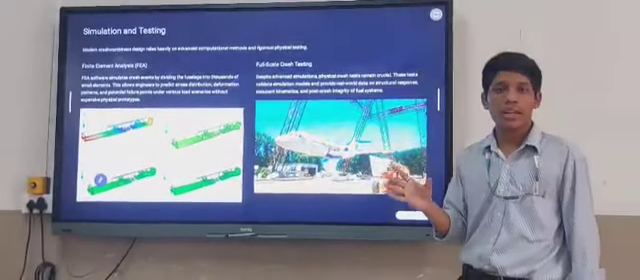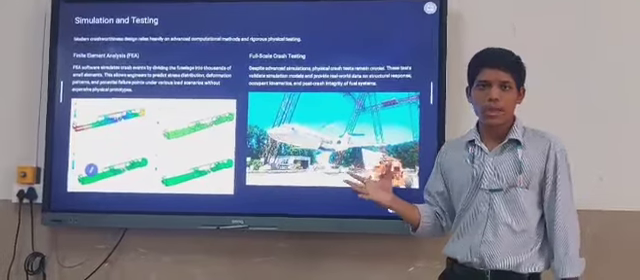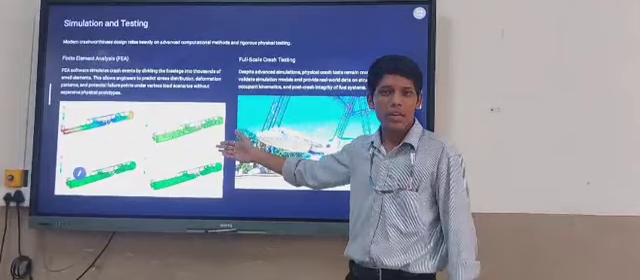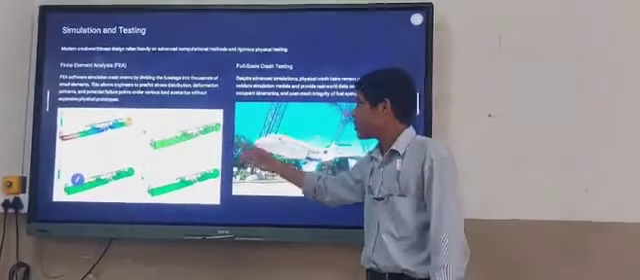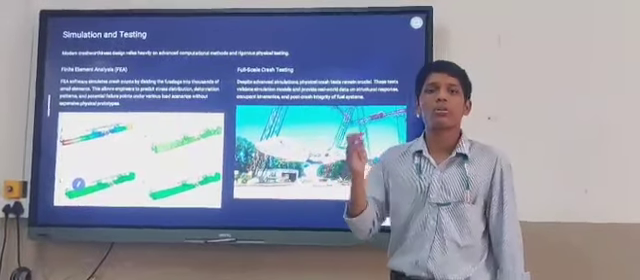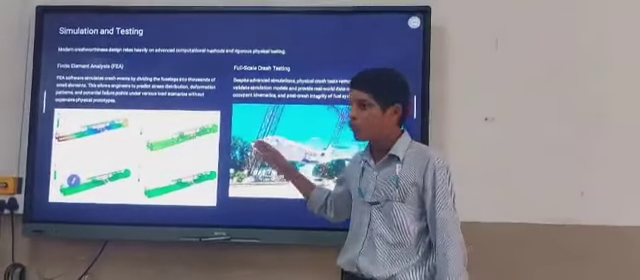So before making the real life prototype, we first design the software in the CAD and then simulate it as shown in here. This is finite element analysis, FEA. So basically, for example, a component is taken and it is broken down into thousands of n number of pieces, and that is gone through various testings.